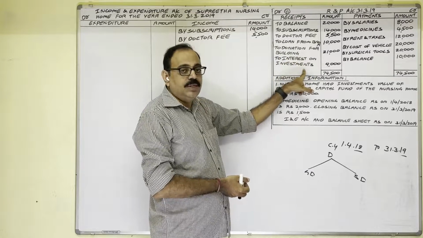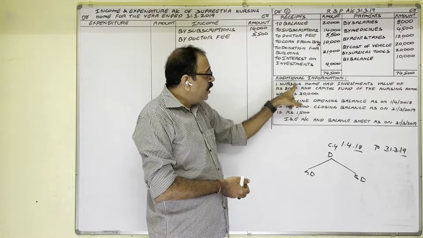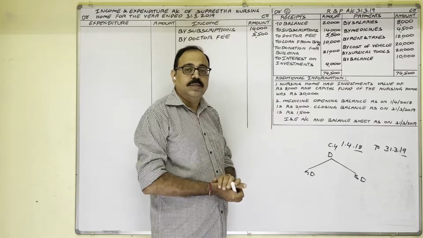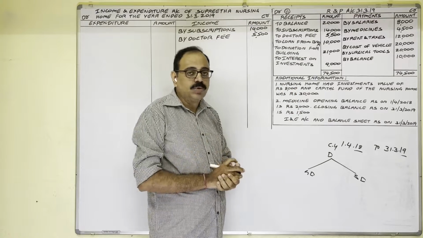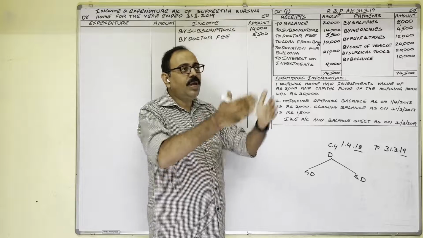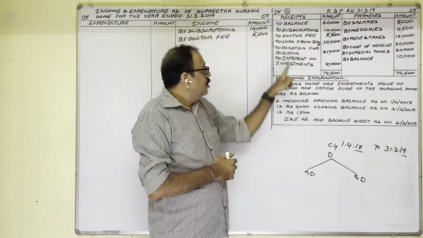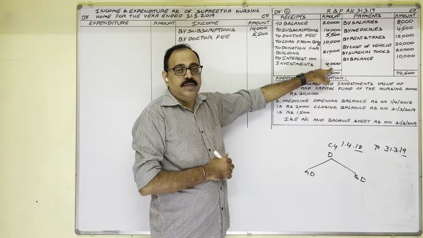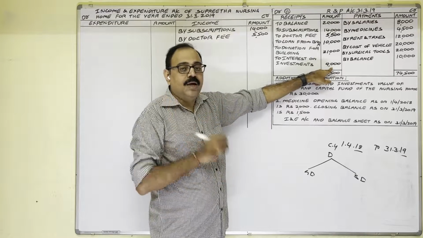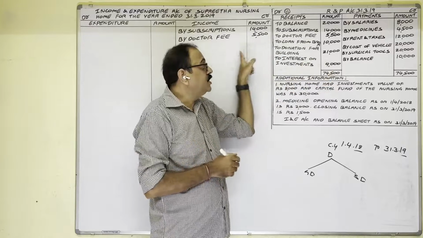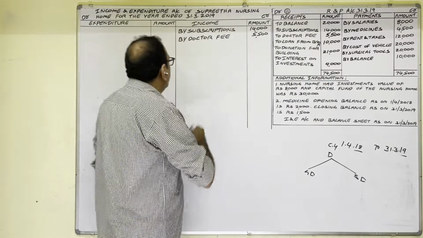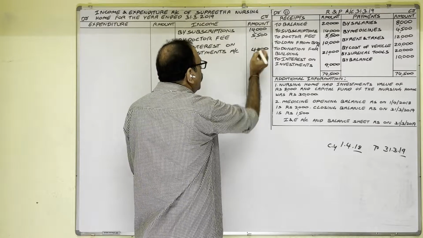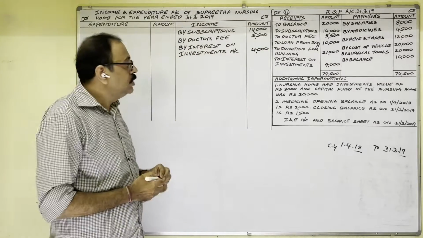Interest on investments. See adjustment number 1. The nursing home had investments value of 8,000 rupees. So they invested some amount in outside securities, so regularly they get interest on that. Interest amount is 4,000 rupees. So regularly they get this, meaning repeated income, revenue income, credit side of income and expenditure account. By interest on investments. No adjustments. So amount in outer column 4,000 rupees.